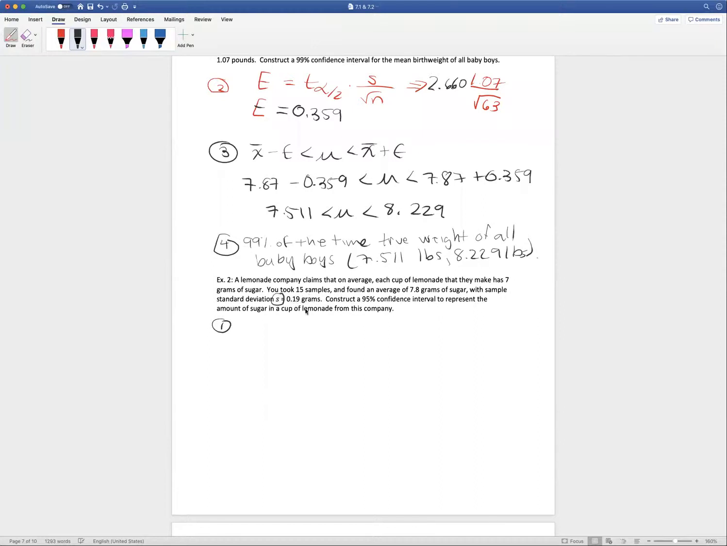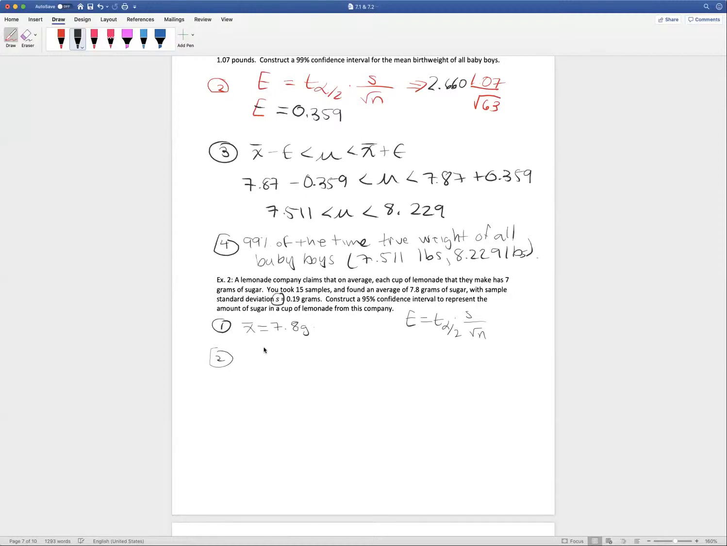And you can always figure out the standard deviation if you're given a sample. This is what we talked about earlier on in the semester. Let's construct a 95% confidence interval to represent the amount of sugar in any given cup of lemonade from this company. Again, because we have S, we're going to use this formula: E is equal to t alpha over 2 times S over the square root of n. The best point estimate of this is 7.8 grams.